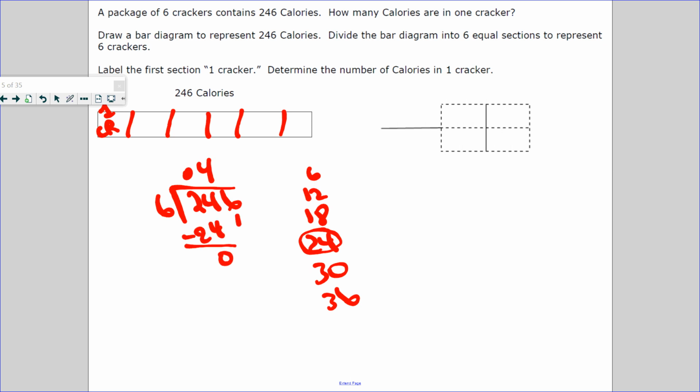Remainder 0, bring down the 6. How many groups of 6 go in 6? Right there, 1 time. So there are 41 calories in 1 cracker.